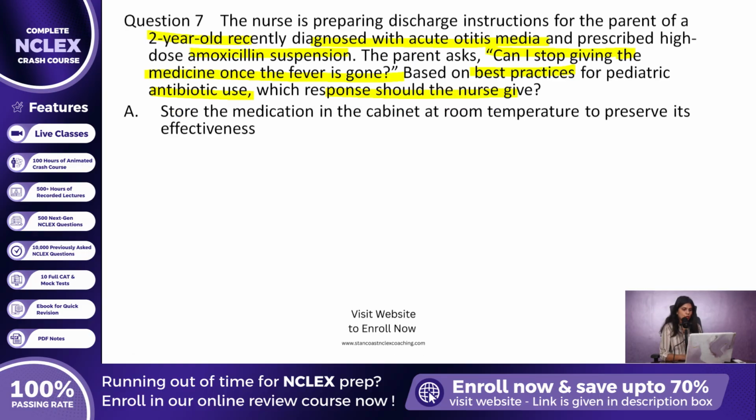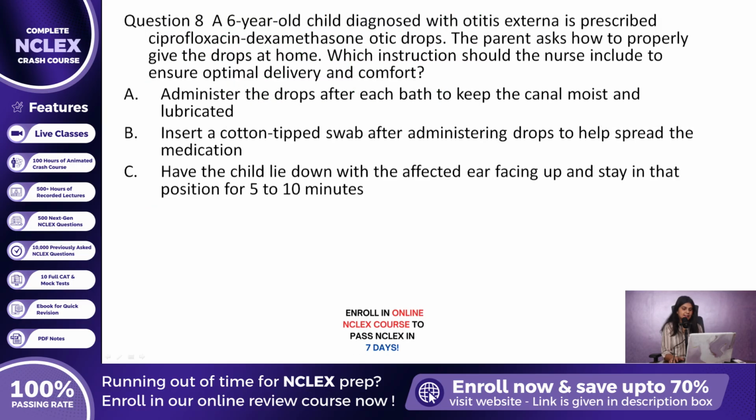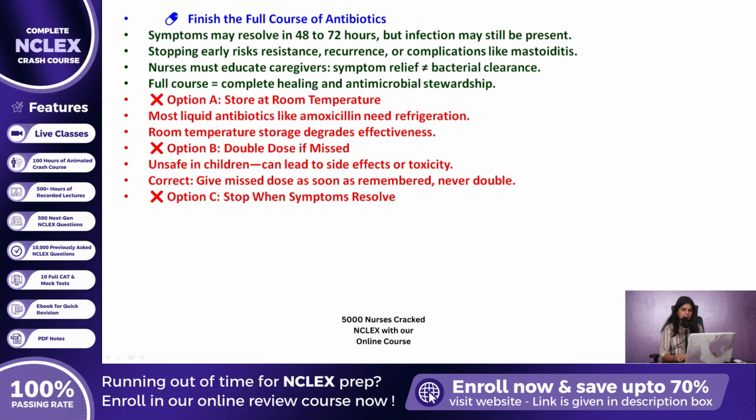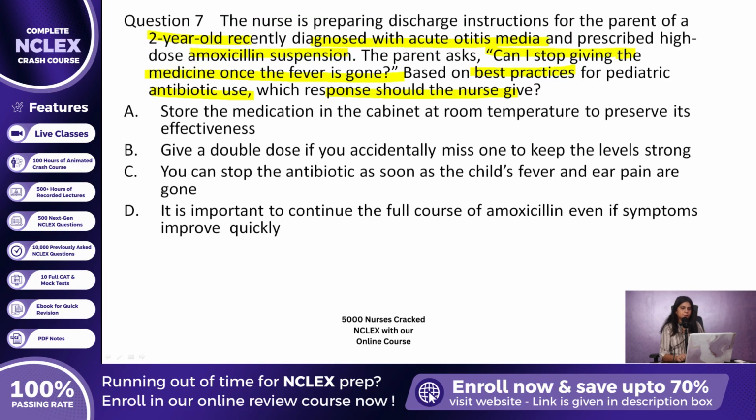Option A. Store the medication in the cabinet at room temperature to preserve its effectiveness. Option B. Give a double dose if you accidentally miss one to keep the level strong. Option C. You can stop the antibiotic as soon as the child's fever and ear pain are gone. Option D. It is important to continue the full course of amoxicillin even if symptoms improve quickly. Now turning to the correct and most evidence-based response, the best answer is Option D. It is important to continue the full course of amoxicillin even if symptoms improve quickly.